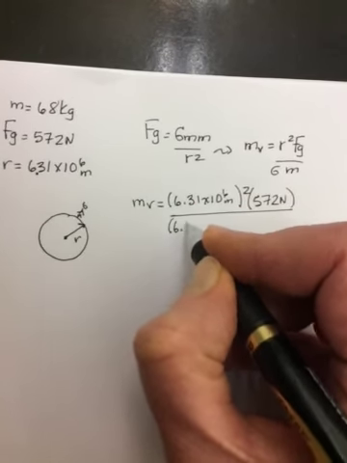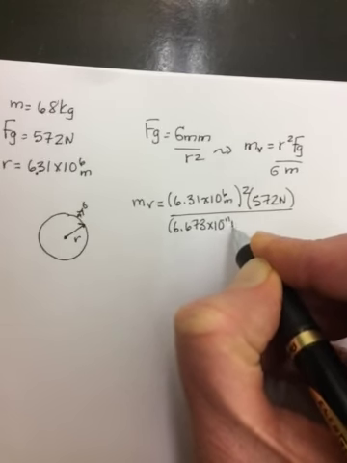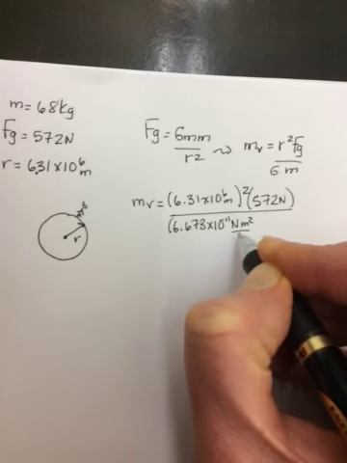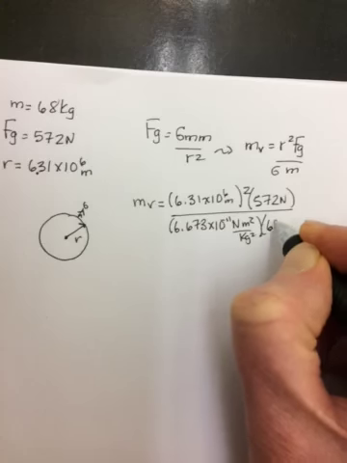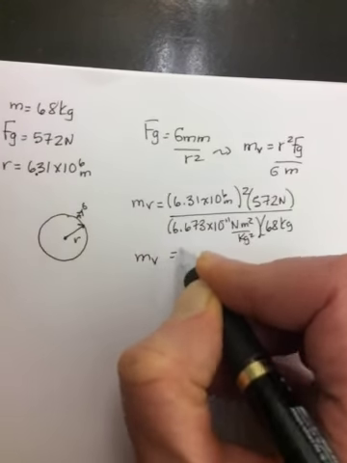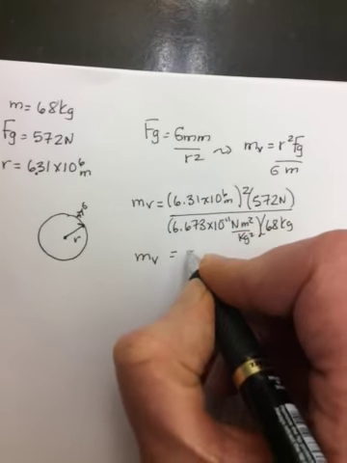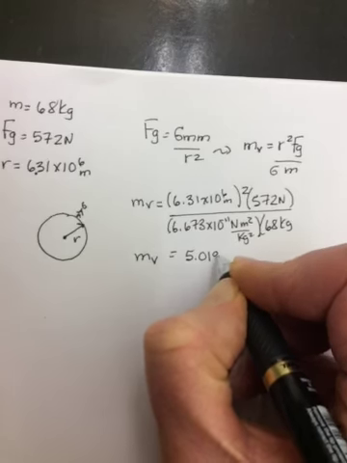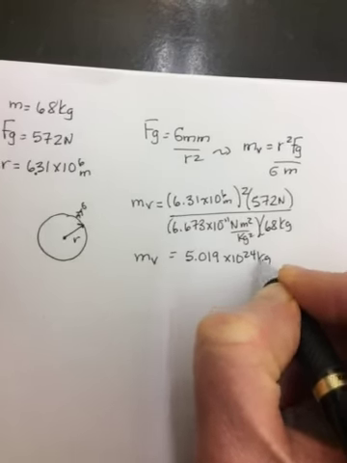This is 6.673 times 10 to the negative 11 newton meters squared per kilogram squared. And then your mass, 68 kilograms. Okay, so assuming you can punch this in your calculator correctly, you should get 5.019 times 10 to the 24th kilograms.